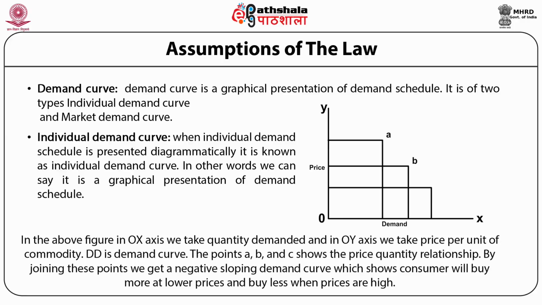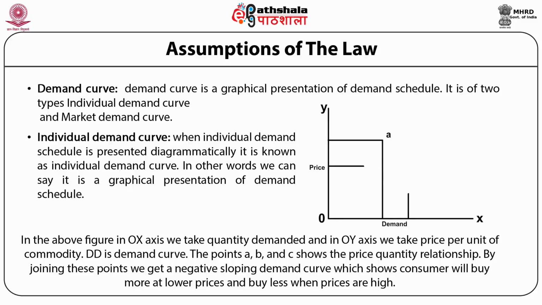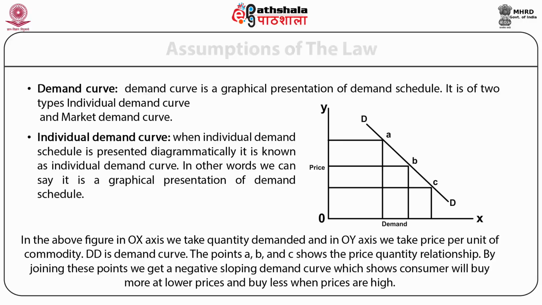In the above figure, on the OX axis we take quantity demanded, and on the OY axis we take price per unit of commodity. DD is the demand curve. The points A, B and C show the price-quantity relationship. By joining these points, we get a negative sloping demand curve, which shows consumers will buy more at lower prices and buy less when prices are high.